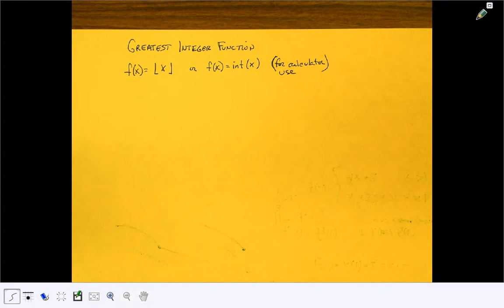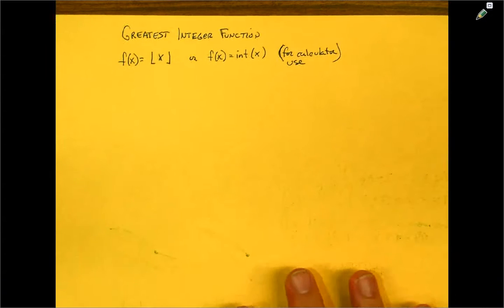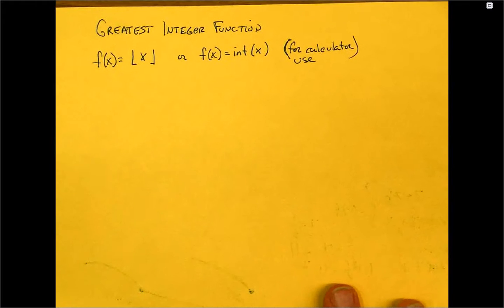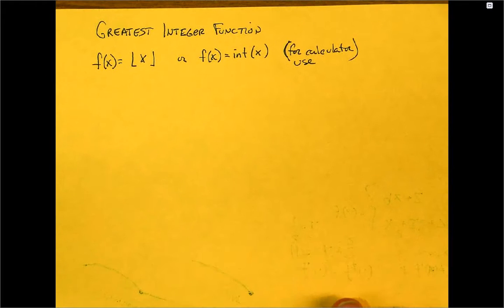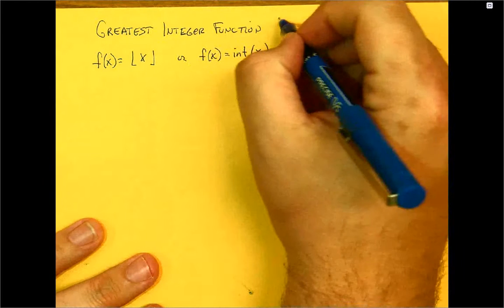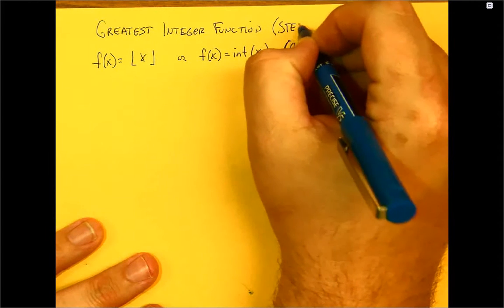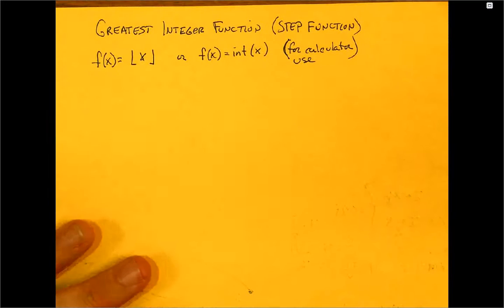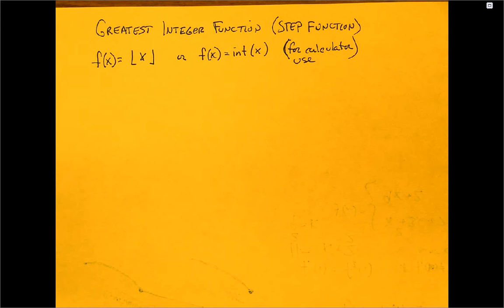There's something out there called the greatest integer function. We talk about this with piecewise functions primarily because this is sort of a piecewise function. It's also known as what we call a step function. I'll show you what we mean by a step function when we take a look at the graphing calculators and then actually graph the function itself.